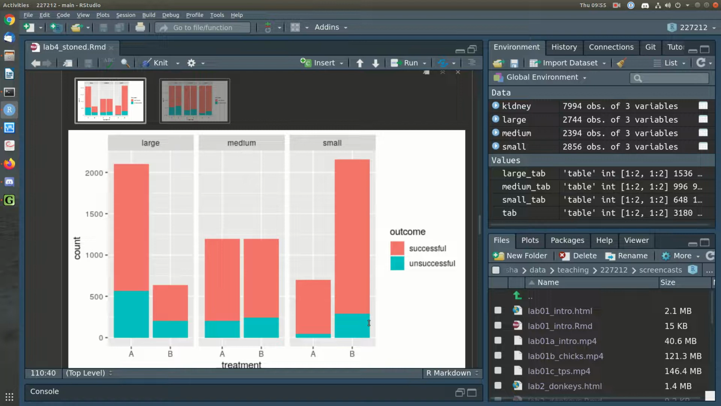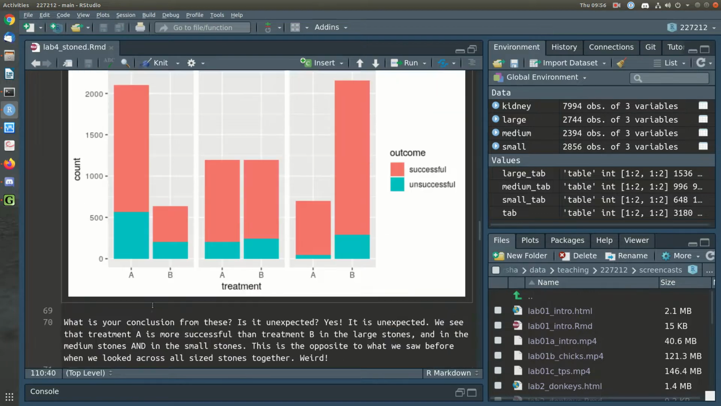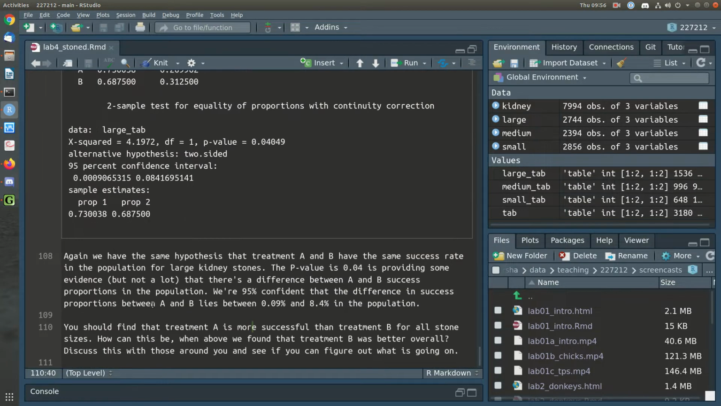So when we ignore the size of the stone, it seems as though B is doing better simply because it's had more successes. But most of the successes have come from the easy cases, the small stones. A doesn't look as good, and that's because it's had more failures. But the majority of those unsuccessful results have come from the large stones, which are hard because they're large, not because we use treatment A. Okay, so the key thing here is size matters for kidney stones, at least. Okay, so let's write a little bit about that down the bottom.